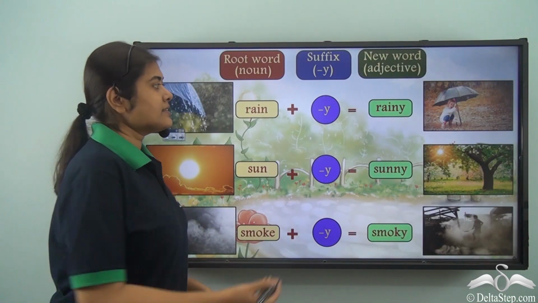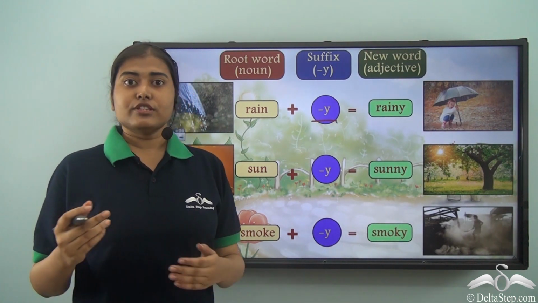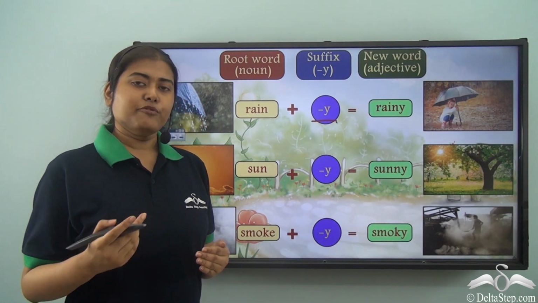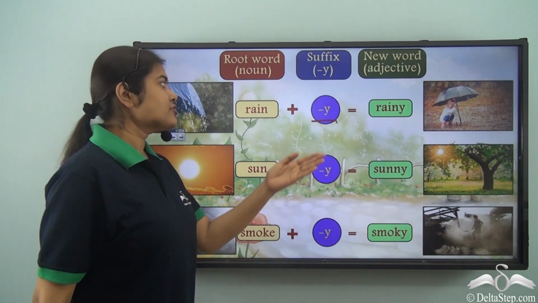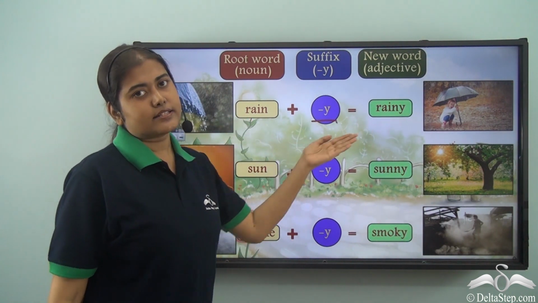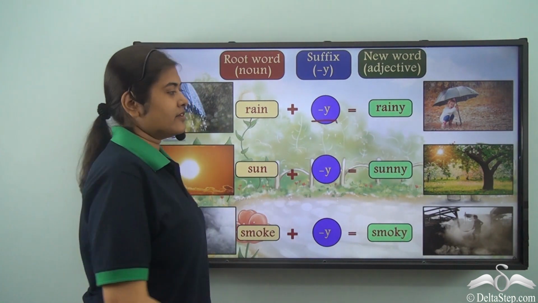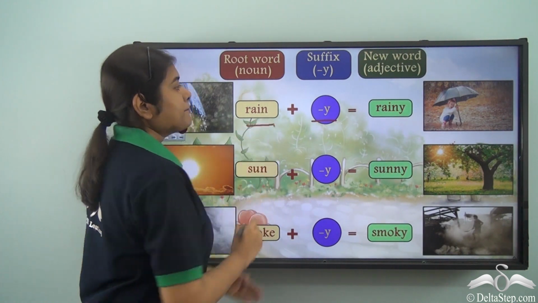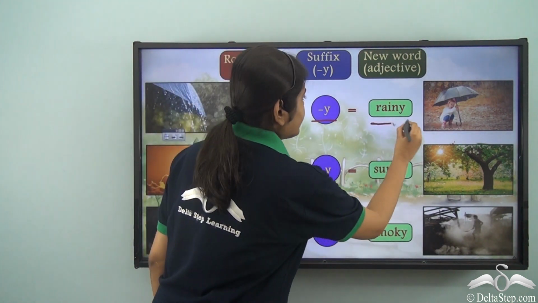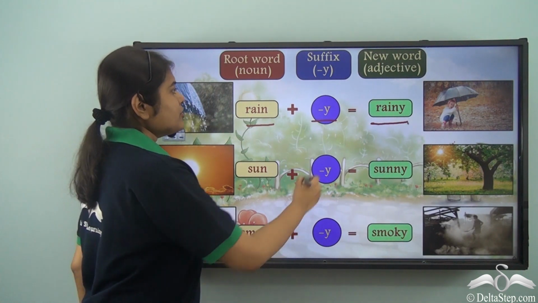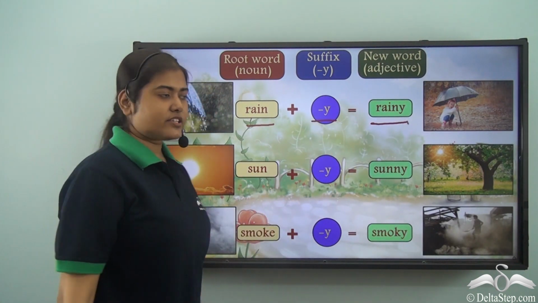Another suffix is the suffix y. So this is a single letter which is used as a suffix added to a noun and it gives us the new word which is an adjective. So rain plus y gives us rainy. Rain is a noun and rainy is an adjective.